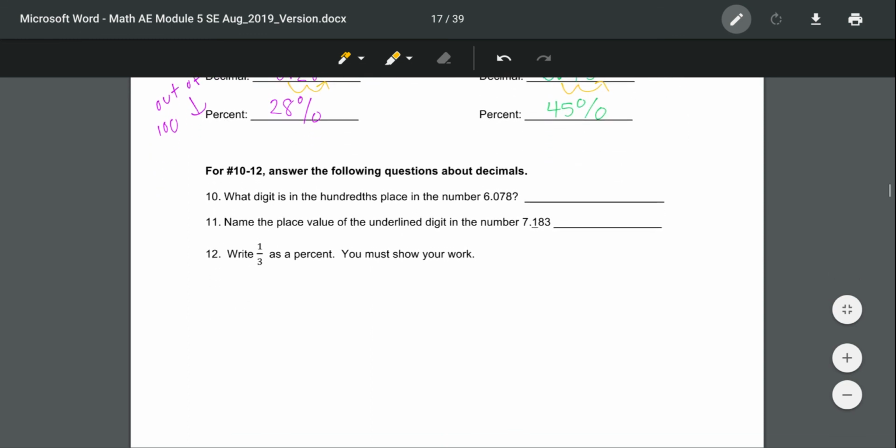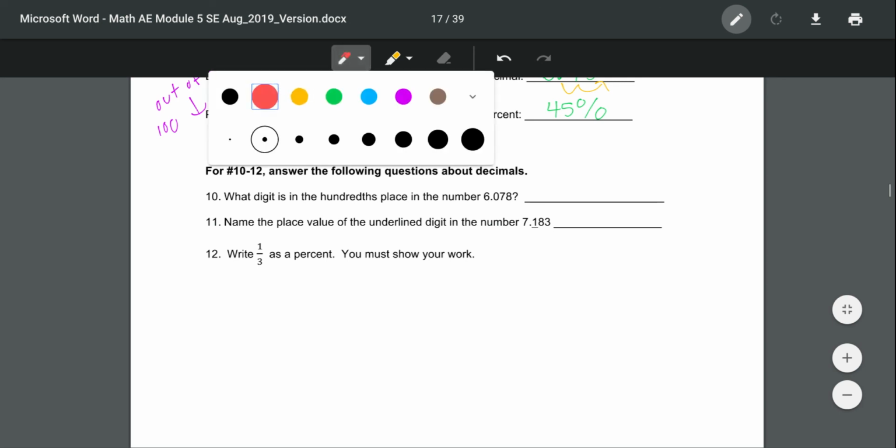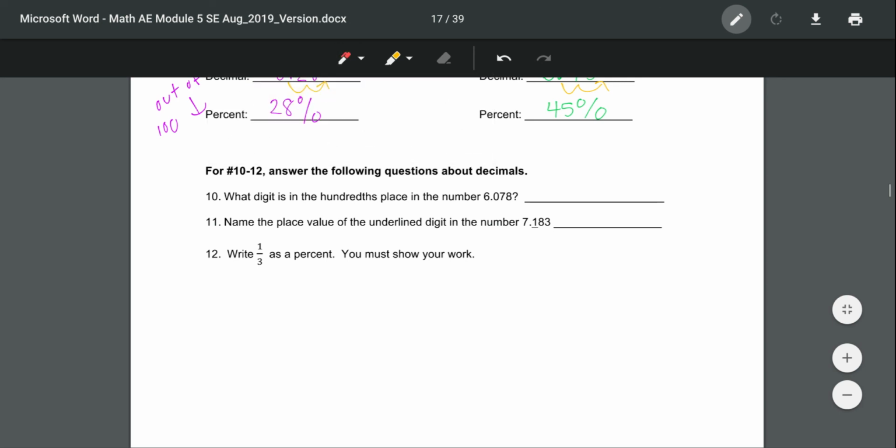Okay, number 10, it says what digit is in the hundredths place? So hundredths place would be 2 values after the decimal point. So that would be 7. Okay, number 11, it says name the place value of the underlined digit. So the underlined digit is 1. So the value that's right after the decimal point on the right-hand side would be the tenths place.